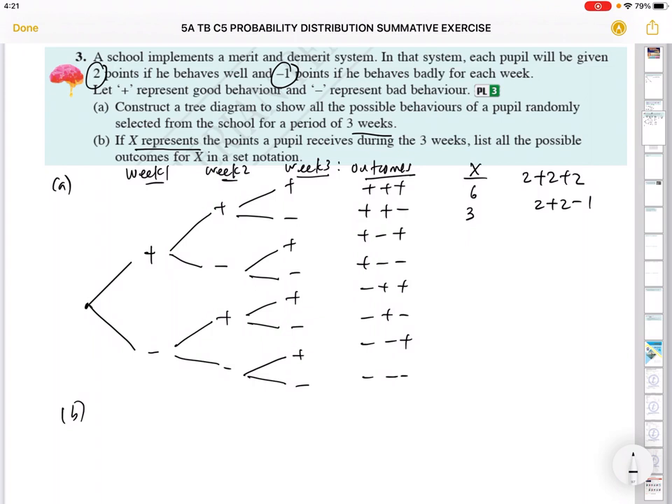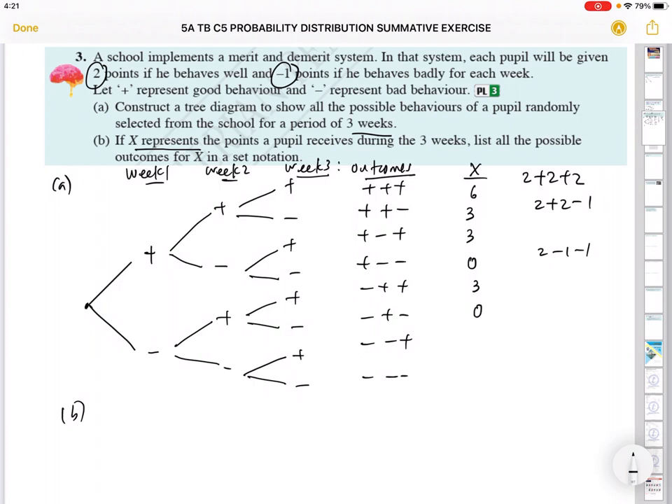Now, actually plus plus minus and plus minus plus are the same because you have 2 positive and 1 negative. So you're still getting 2 times 2 minus 1, which is still 3. For plus minus minus, you're getting 2 minus 1 minus 1, which the end result is 0. Minus plus plus is the same as plus plus minus, which is 3. Minus plus minus, 2 negative, 1 positive is still 0, right?